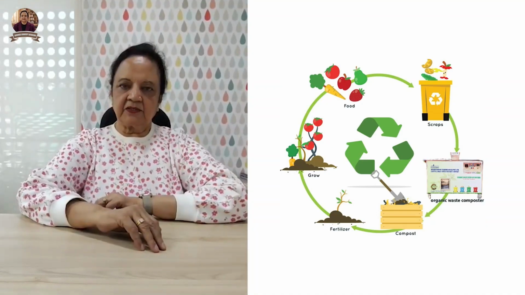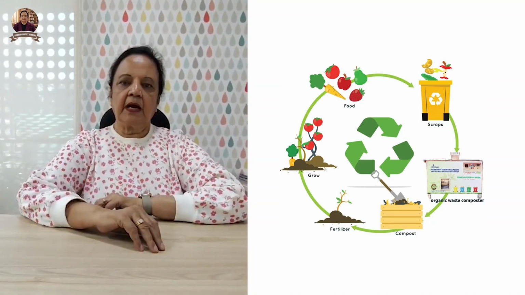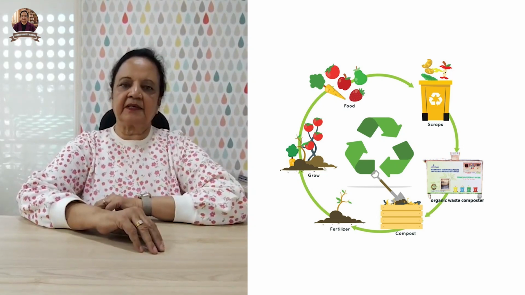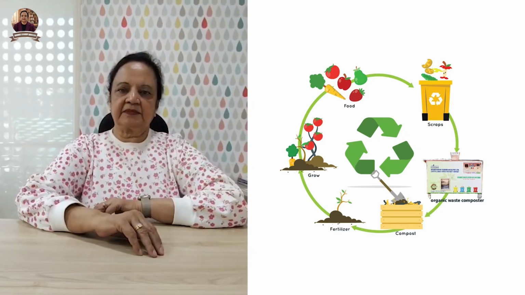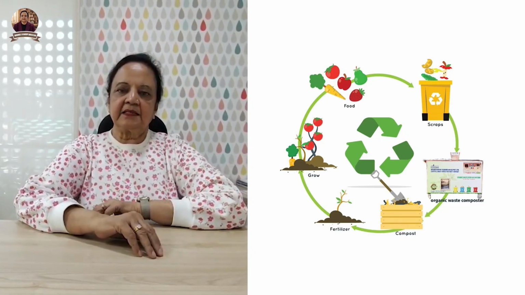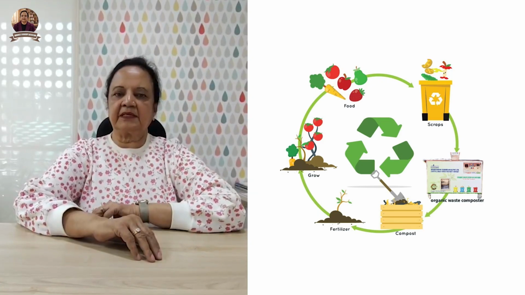Biological magnification. It is the increase in the concentration of harmful non-biodegradable chemicals at each successive trophic level. For example, DDT in food chain. It is highest in the top predators.